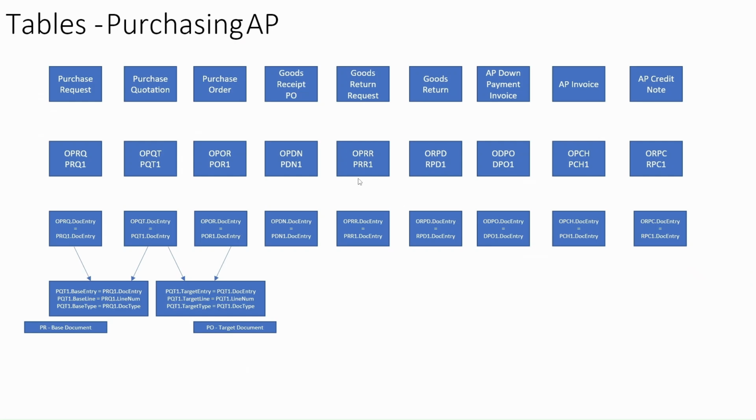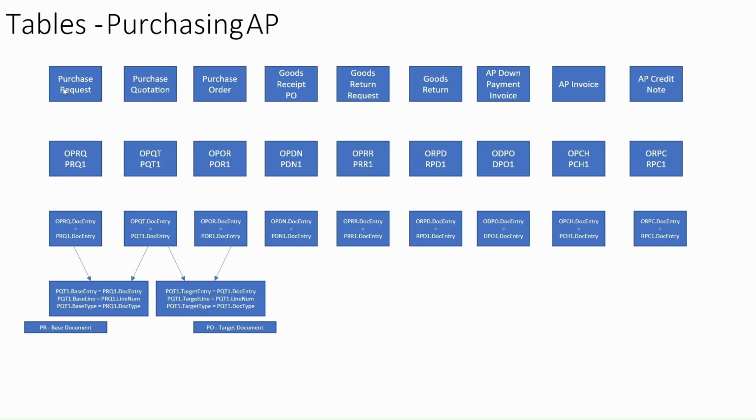AP modules. There are various transactions in this module, such as purchase request, purchase quotation, purchase order, goods received PO, goods return request, goods return, AP down payment, AP invoice, AP credit memo. These are the different transactions of the purchasing module. There are specific tables which store each transaction.